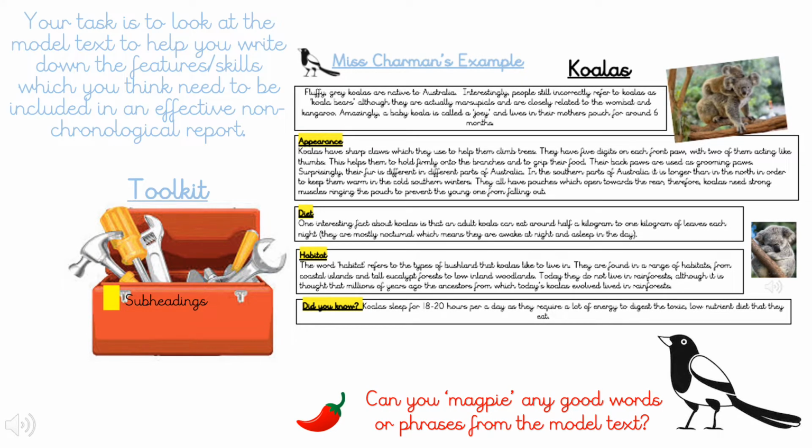I've now put an example on the screen so you can see that there's subheadings in the model text. Because of this, I've highlighted all of the subheadings yellow and I've put the word subheadings in my toolkit. If this helps you, I have sent all of your grown-ups a model text through parent mail, so it might be beneficial for you to print this off and underline the skills and features. Don't worry though if you can't do this because I'll be putting an example of a highlighted document at the end of this lesson.